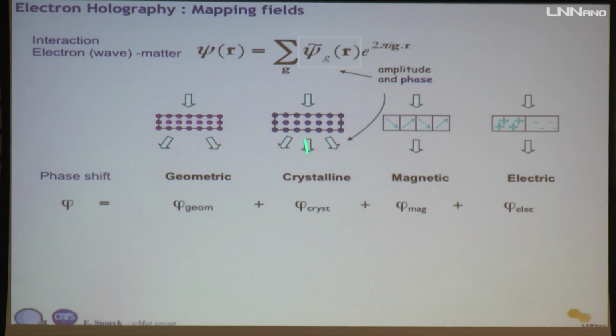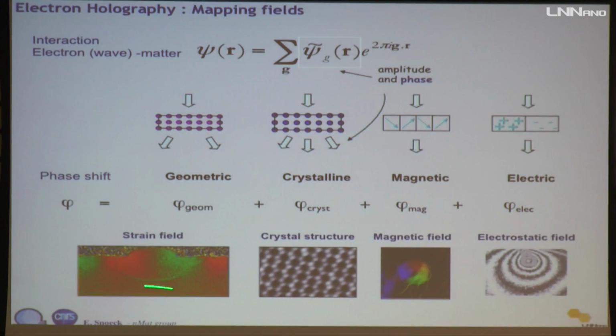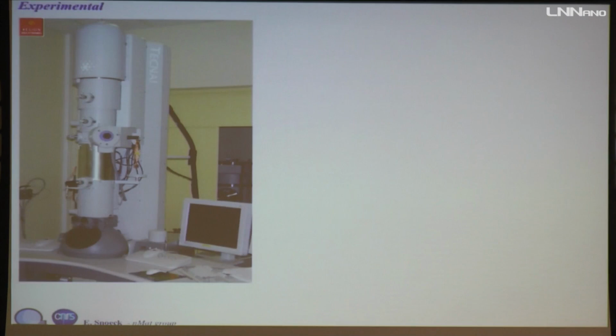With a crystalline material, you already know that. And the geometric phase is when you have materials of different parameters, then the phase of the diffracted beam will change. And thanks to measuring all these phase terms, you should be able to map the local electrostatic field, the local magnetic field, the crystal structures that everybody knows, and the strain field. And that will be the object of my lecture.